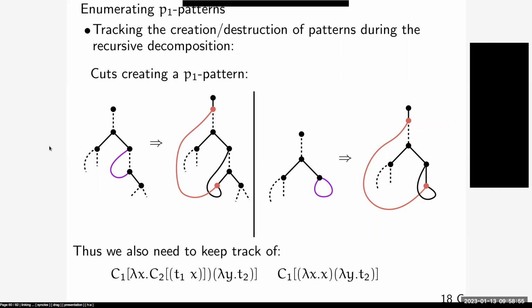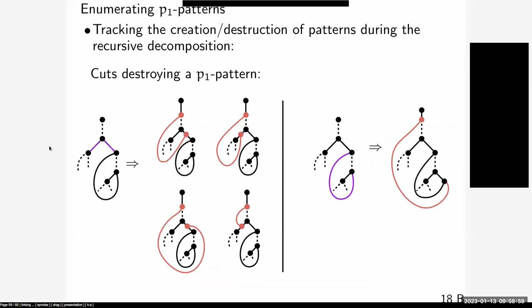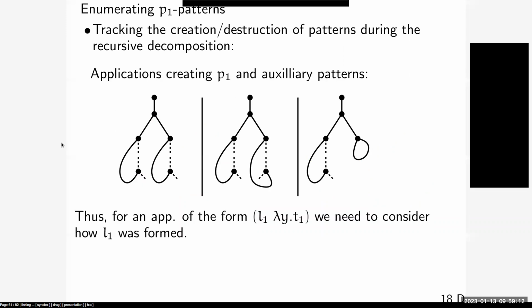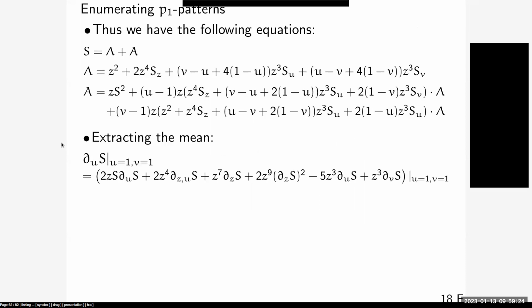And so we see here that for destroying P1 patterns, we did not have to consider anything else, only the number of P1 patterns. But for creating P1 patterns, we now have to consider some auxiliary patterns, these 2 patterns I show you here. And so we need to keep track of some extra patterns. And so finally, for applications, we have to track the creation of P1 and auxiliary patterns. And so this is done in the same manner as before. And we arrive at the following system of equations, where we have Z counting edges, V counting occurrences of our P1 pattern, and U counting occurrences of these two auxiliary patterns.